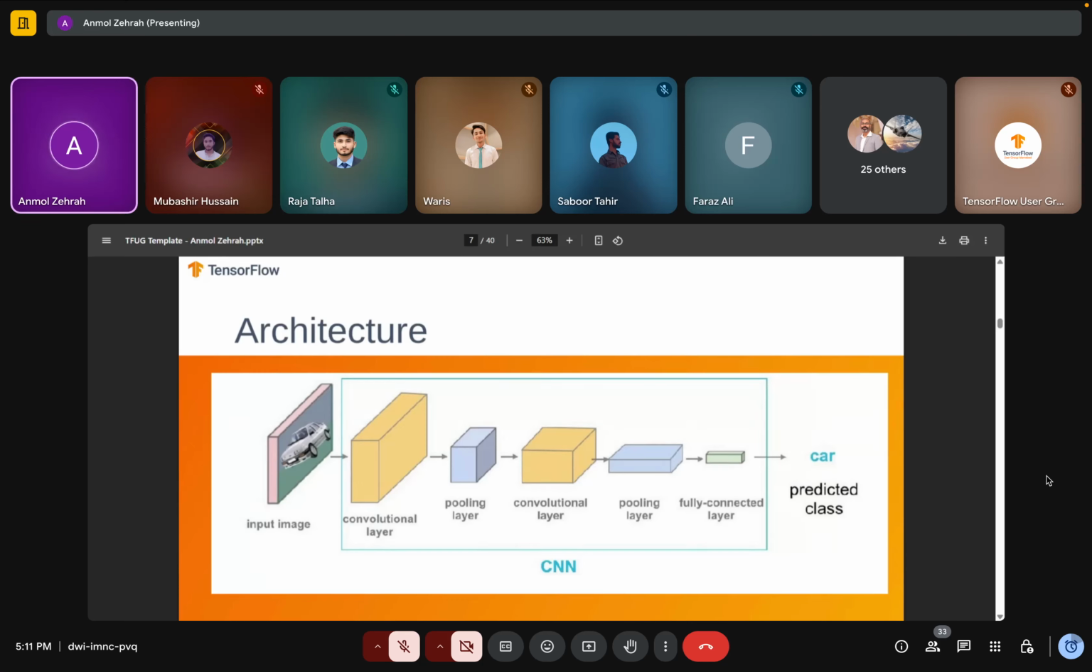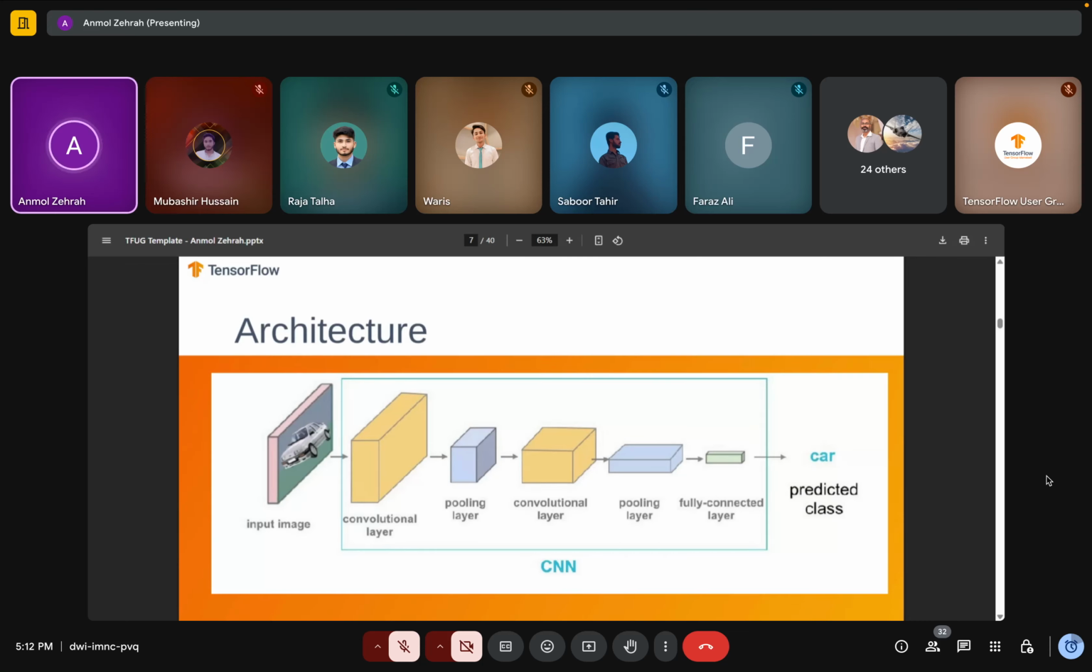Then the same process is repeated for multiple convolution layers and multiple pooling layers. Why do we repeat the process? So that we are building a network which builds hierarchical knowledge. From pixels it's going to move towards parts, and then from parts it's going to move towards the entire object.